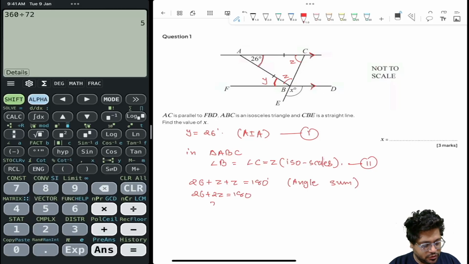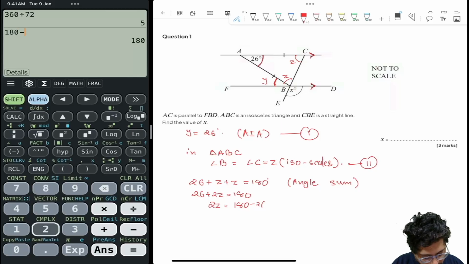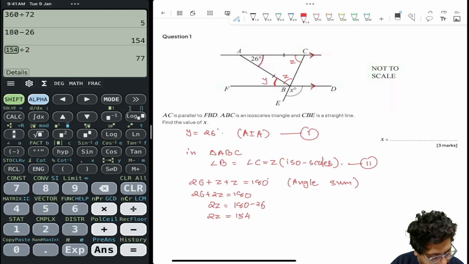So 2Z is equal to 180 minus 26, and let's do that on the calculator. 180 minus 26, that is 154. So 2Z is equal to 154, and just divide it by 2, you'll get 77. So Z is equal to 77.